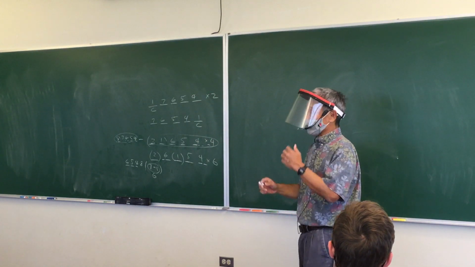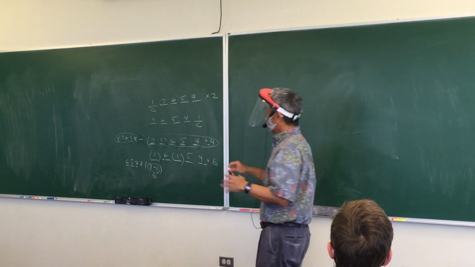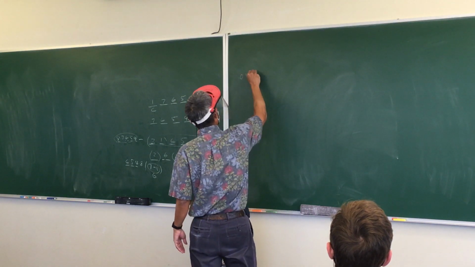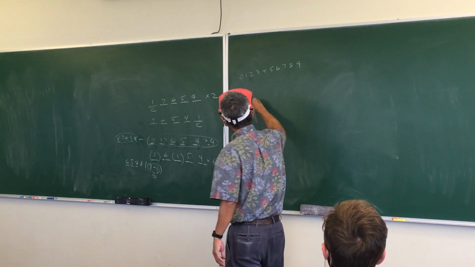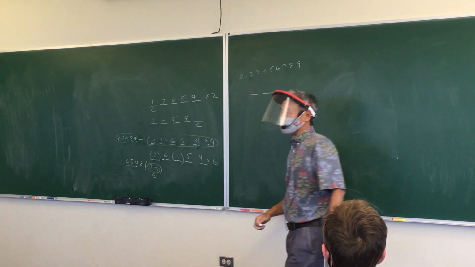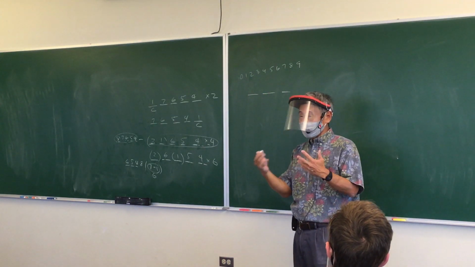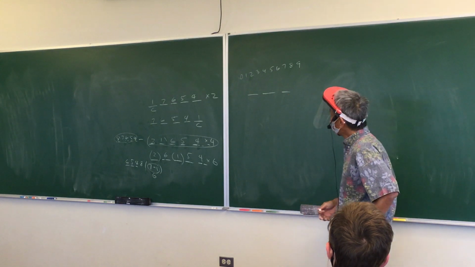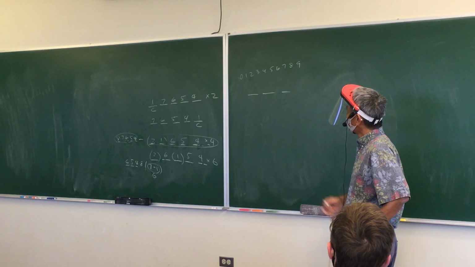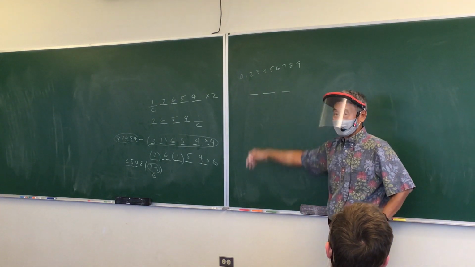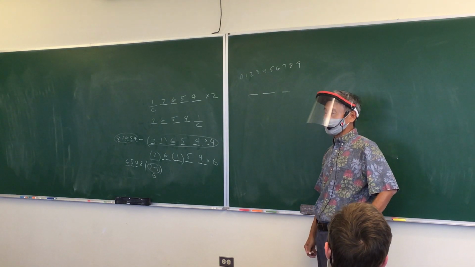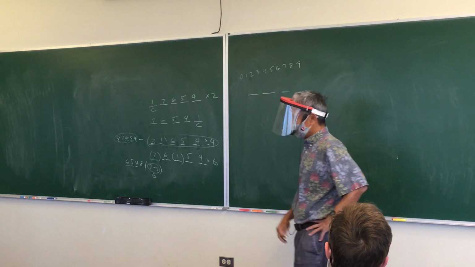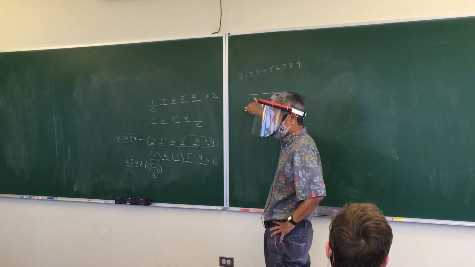Okay, let's do numbers now. Here are the digits: 0, 1, 2, 3, 4, 5, 6, 7, 8, 9. Let's look at a 3-digit number. When you make a number, the order is important, right? How many 3-digit numbers can you make using the digits here? Period. How many choices do I have for the first digit?